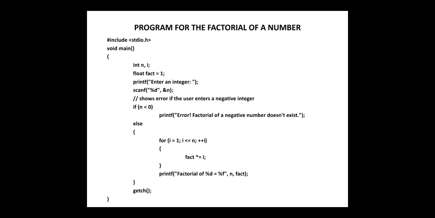Next I am using the conditional statement. If n is less than 0, that is, if I enter any value less than 0, it is a negative number. For a negative number we cannot identify the factorial. So I am going to print a message onto the output screen. The message is "Error! Factorial of a negative number doesn't exist."